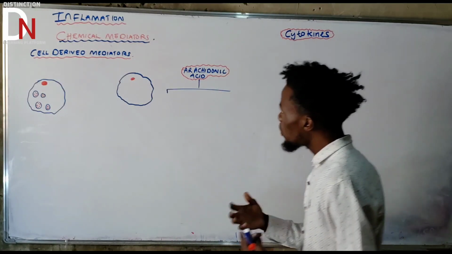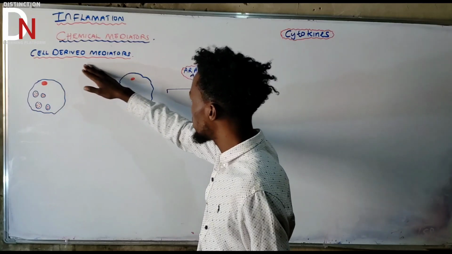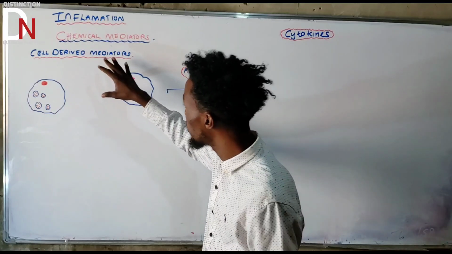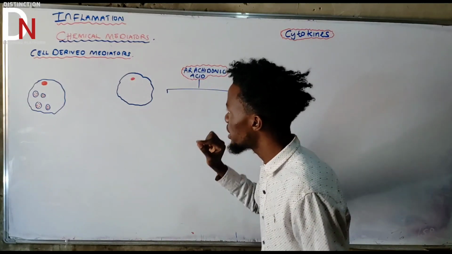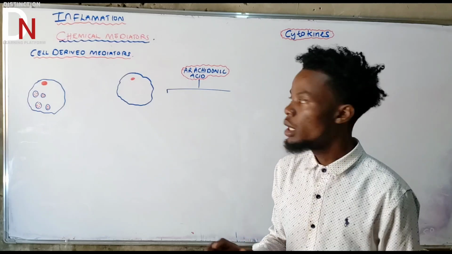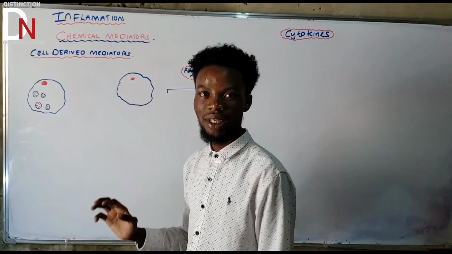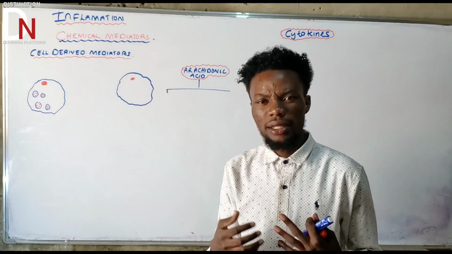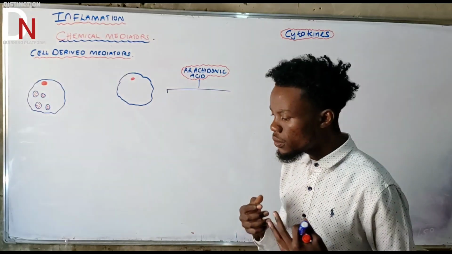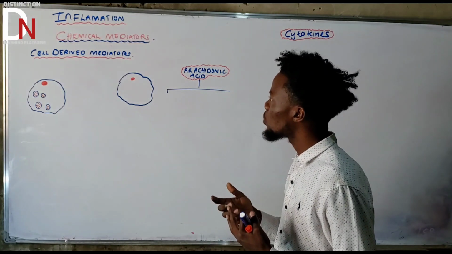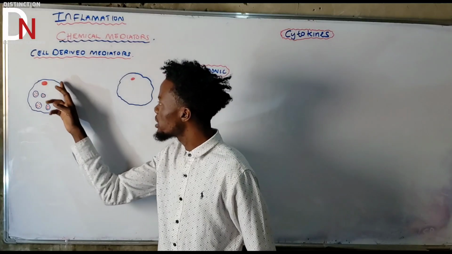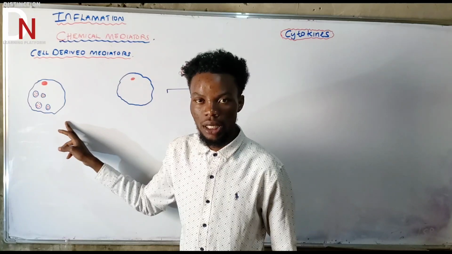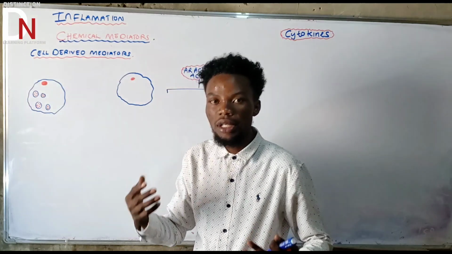So now, for chemical mediators, we have cell-derived mediators and plasma-derived mediators. We'll start with mediators coming from cells. Under cell-derived mediators, there are two important components that you need to understand before we begin. There are some mediators that are already formed in the cell. We call them preformed mediators. These are already formed.